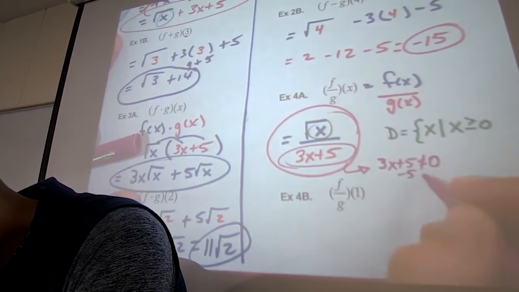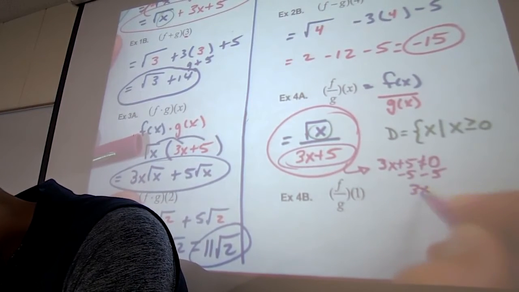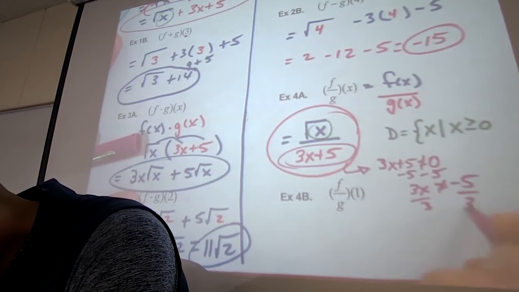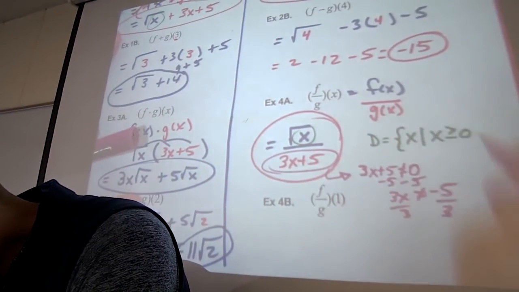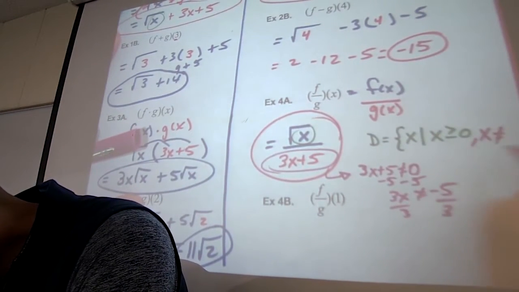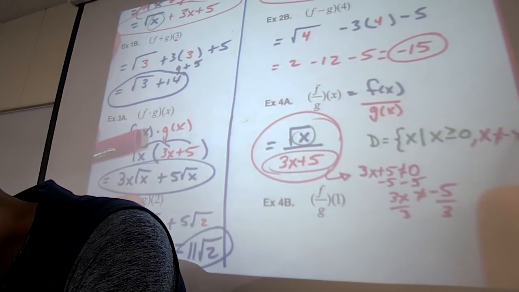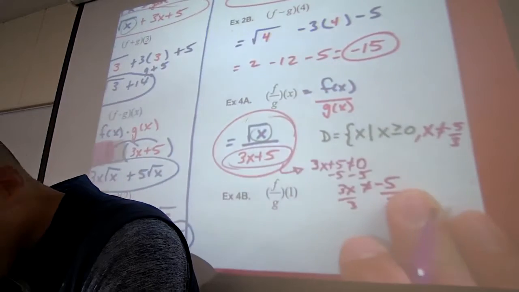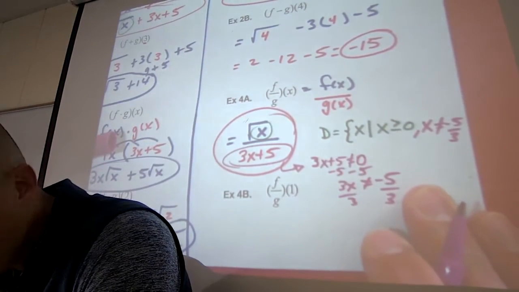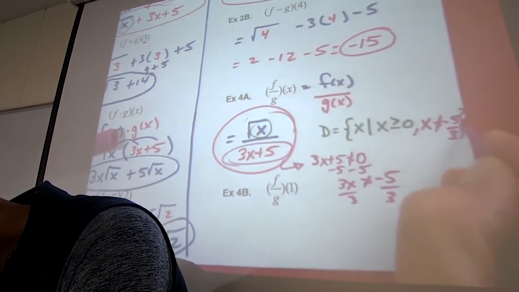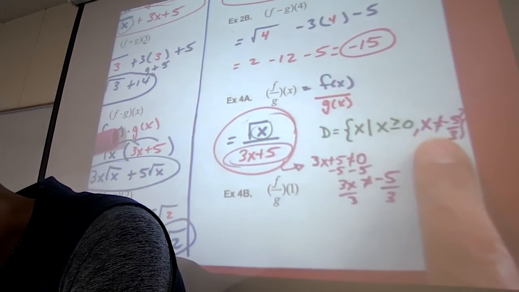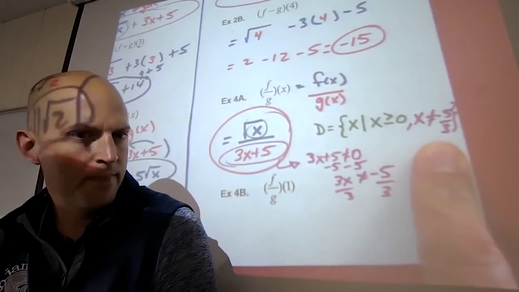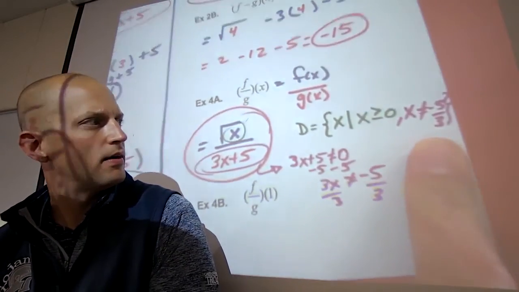So we solve. We subtract the 5 over. We get 3x cannot be negative 5. And then we divide. So x has got to be greater than or equal to 0. And we got to check the denominator. X cannot be negative 5/3. And then I can put my fancy bracket in. So I get x is greater than or equal to 0, and x cannot be -5 divided by 3 is what that says. And I can zoom in a little bit here.